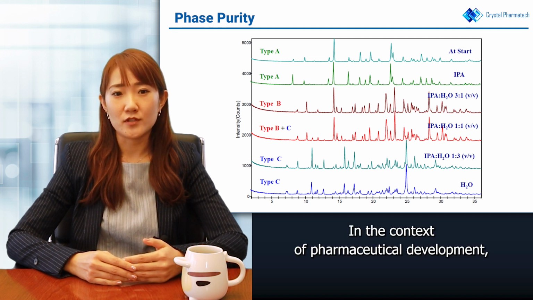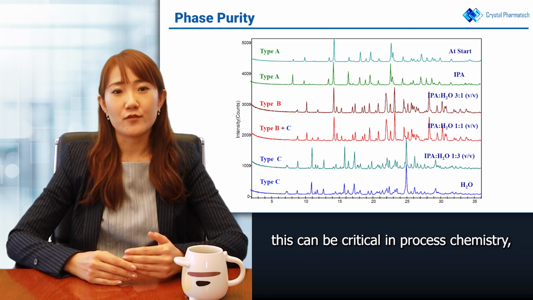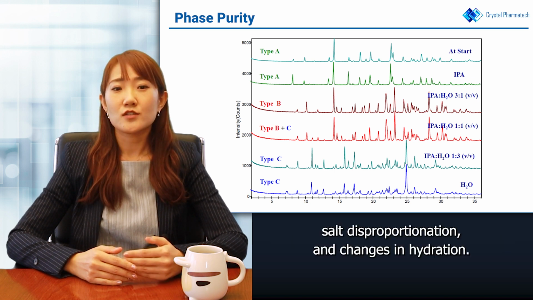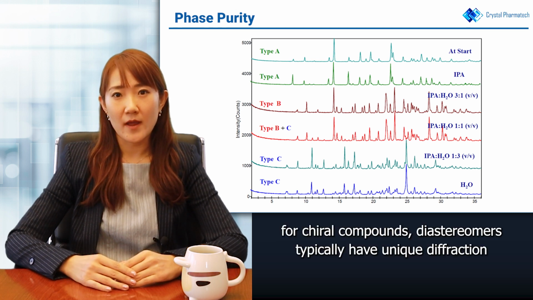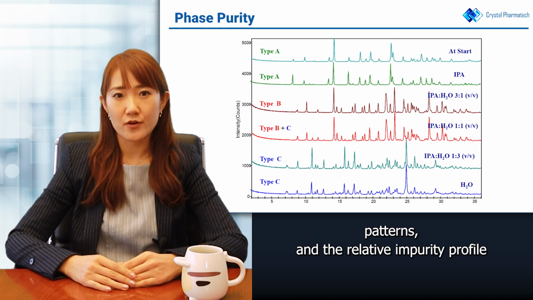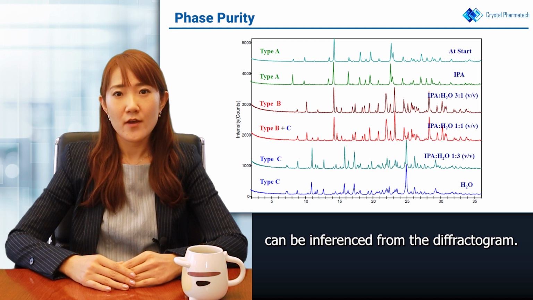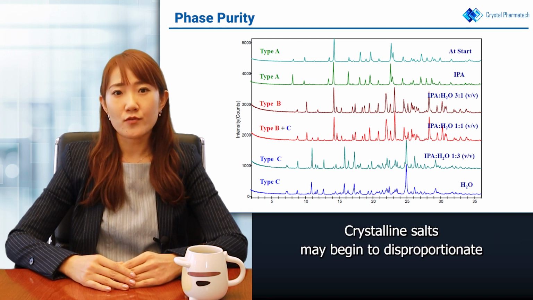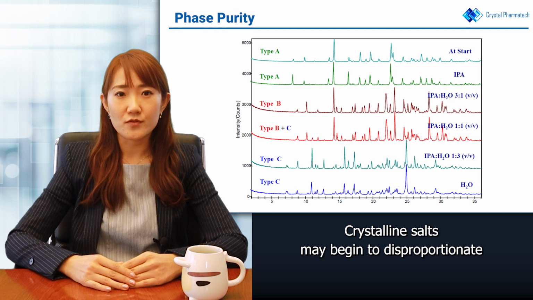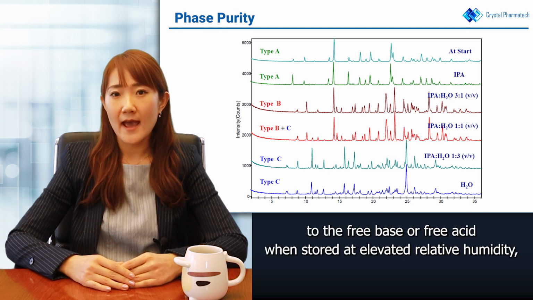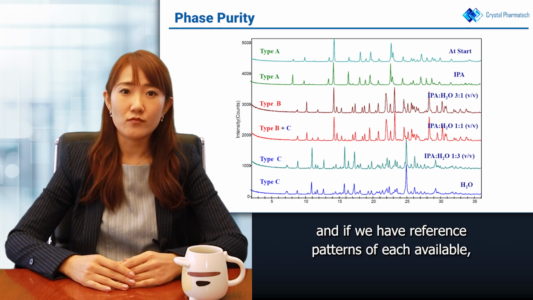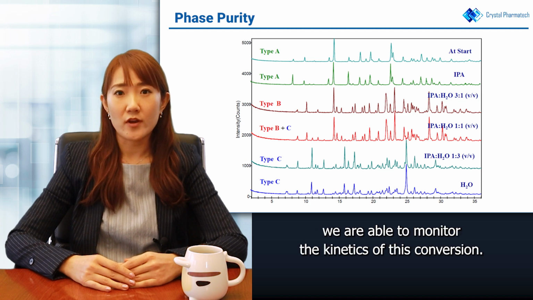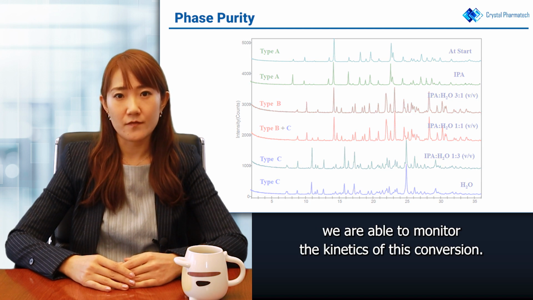In the context of pharmaceutical development, this can be critical in process chemistry, salt disproportionation, and changes in hydration. For chiral compounds, diastereomers typically have unique diffraction patterns, and the relative impurity profile can be inferred from the diffractogram. Crystalline salts may begin to disproportionate to the free base or free acid when stored at elevated relative humidity. And if we have reference patterns of each available, we are able to monitor the kinetics of this conversion.